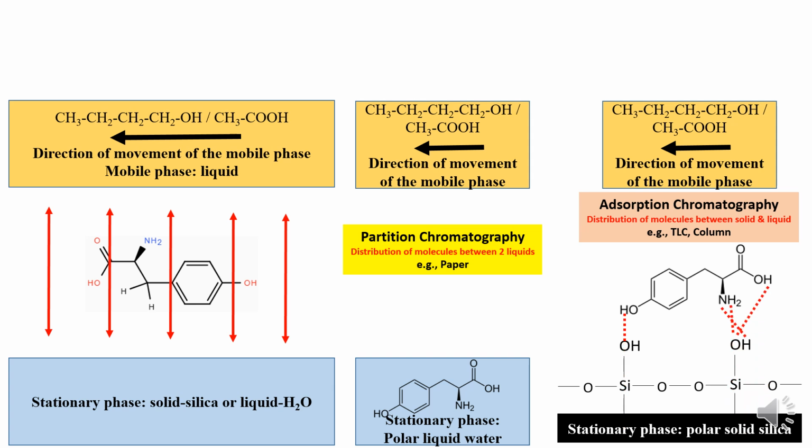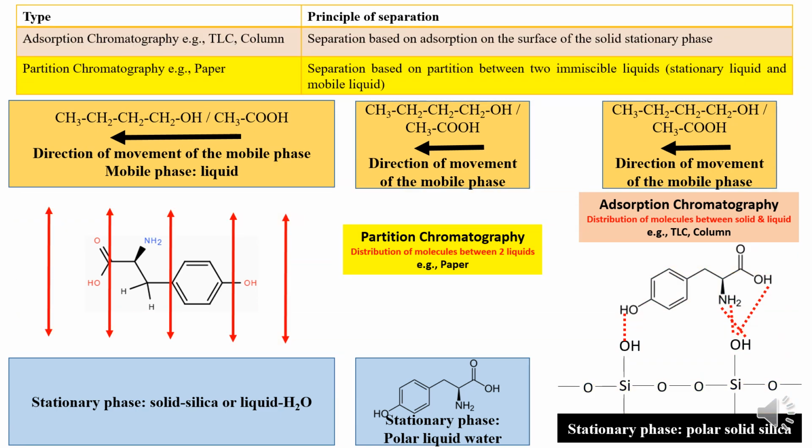So in the case of partition chromatography, you find distribution of molecules between 2 liquids. That is, the molecule is getting partitioned between two liquids. While in the case of adsorption, you will find that the molecule is getting adsorbed over the stationary phase by means of hydrogen bonding. So adsorption is a surface phenomenon. That is why you find the molecules clinging onto the surface of the stationary phase by non-covalent interactive forces like hydrogen bonding.